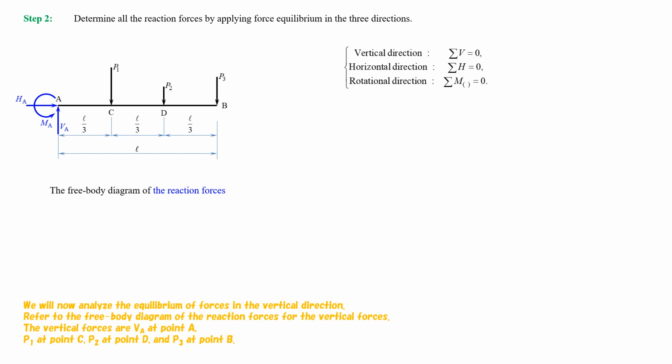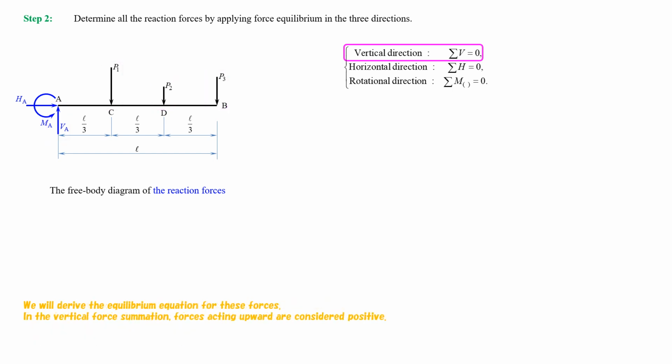We will now analyze the equilibrium of forces in the vertical direction. Refer to the free body diagram of the reaction forces for the vertical forces. The vertical forces are VA at point A, P1 at point C, P2 at point D, and P3 at point B. We will derive the equilibrium equation for these forces.